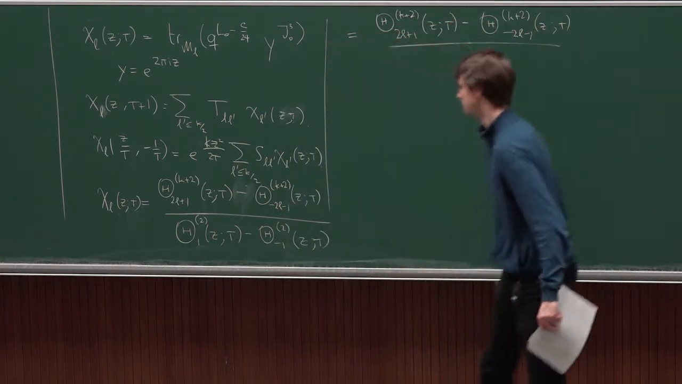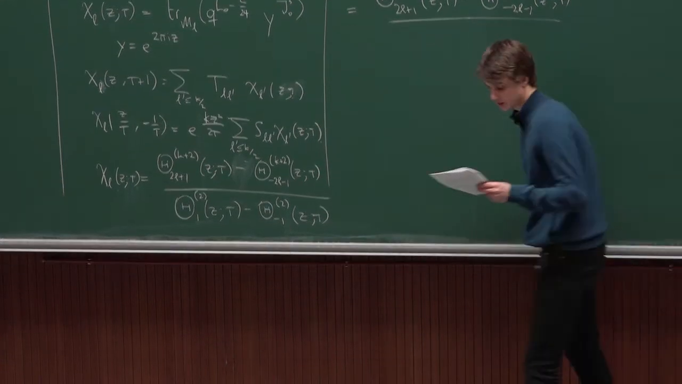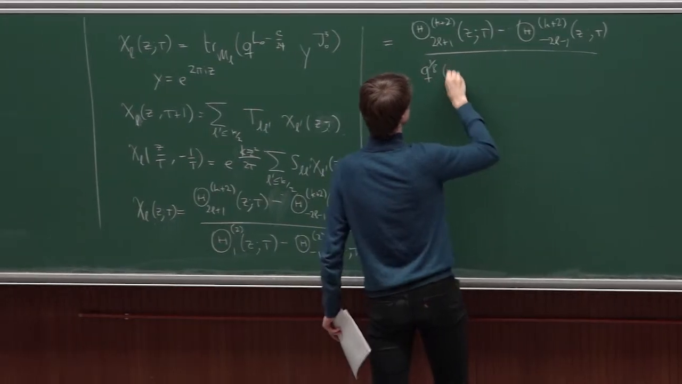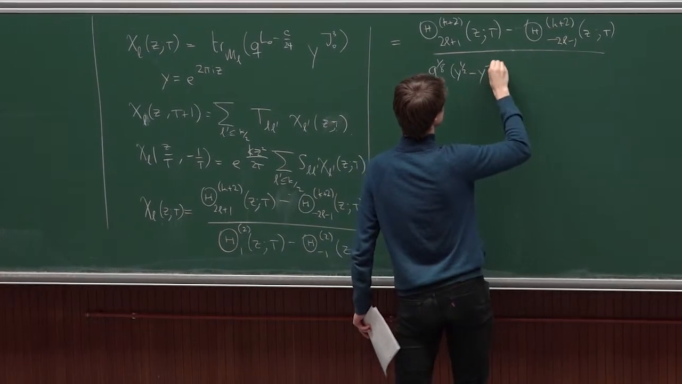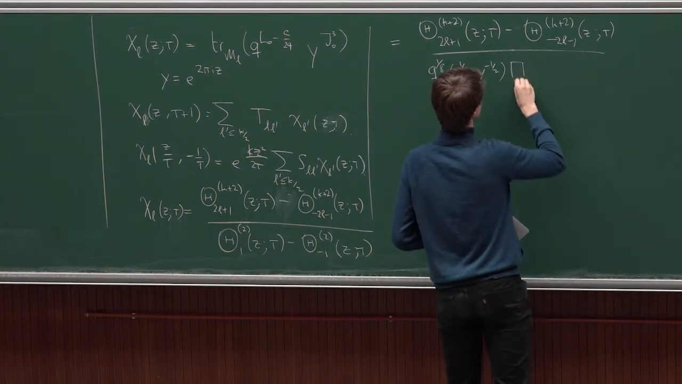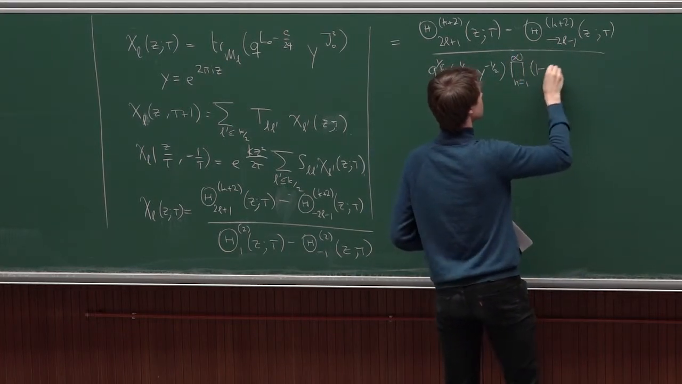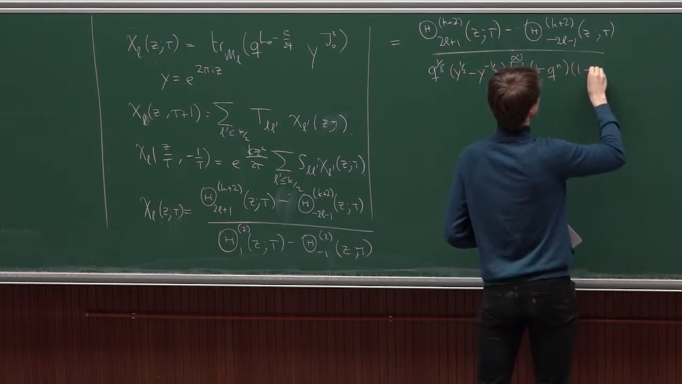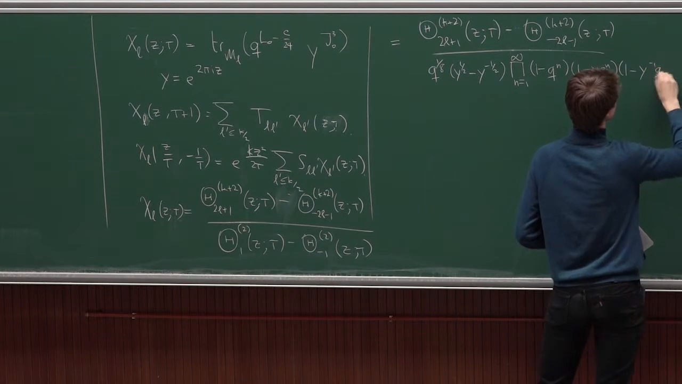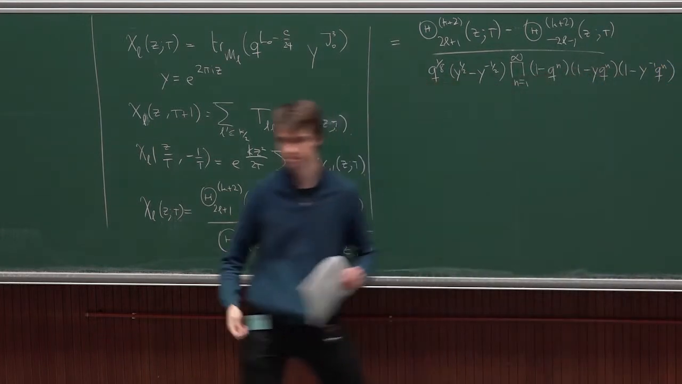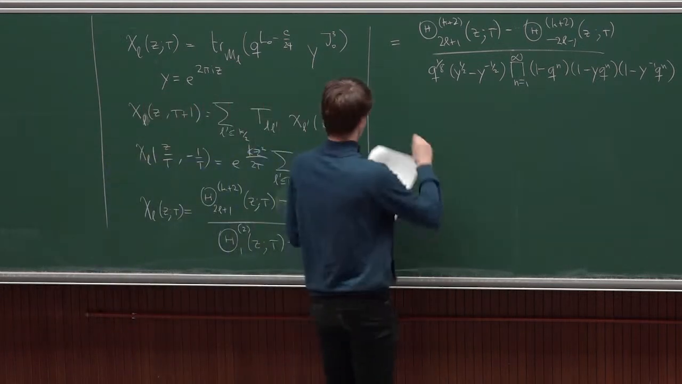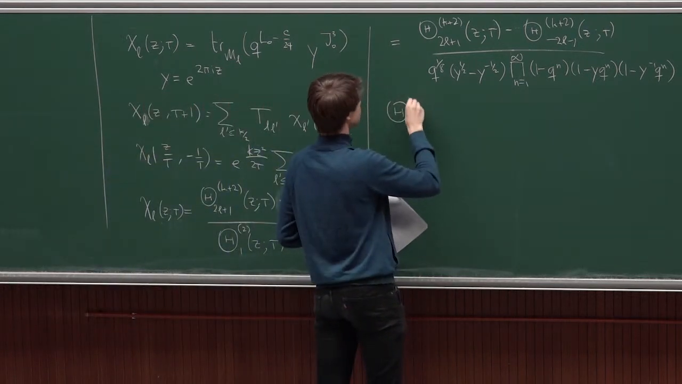And the denominator changes. The denominator I now write in terms of some infinite product. So I have some weird prefactor. Some of you might recognize what follows, like so. And then I have my infinite product: 1 minus q to the n, 1 minus y q to the n, and 1 minus y to the minus 1 q to the n. Good. So now let's tell you what all these things are.